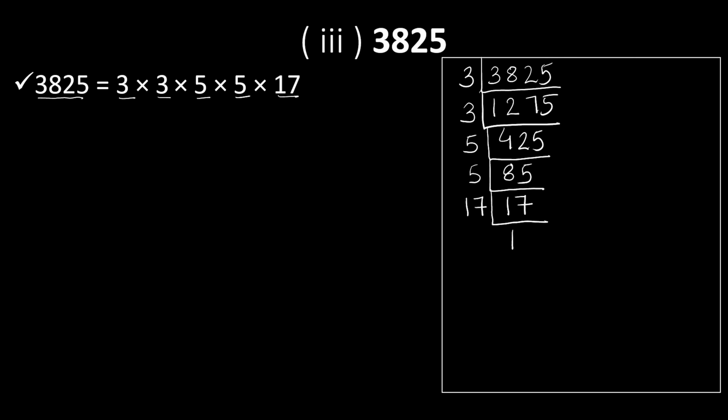Now since 3 is occurring twice, 5 is also occurring twice, we can write this in terms of 3 raised to 2 into 5 raised to 2 into 17 raised to 1. So this is the way we have prime factorized 3825 in the product of its prime factors. Those are 3, 5 and 17. Now this is the fourth subpart of question number 1. We have to prime factorize 5005.